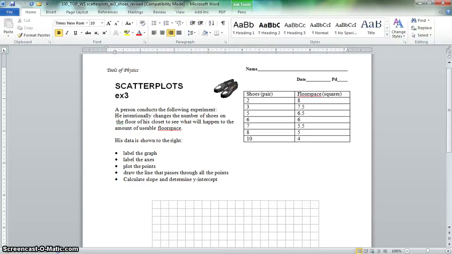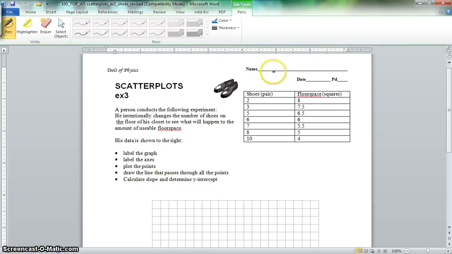Scatterplot example 3. A person conducts the following experiment. He intentionally changes the number of shoes on the floor of his closet to see what will happen to the amount of usable floor space. The data is here, and you always have to know that the x-axis data is on the left and the y-axis data is on the right. And remember, in algebra class, when you look at the x and y axes, y is vertical, x is horizontal.